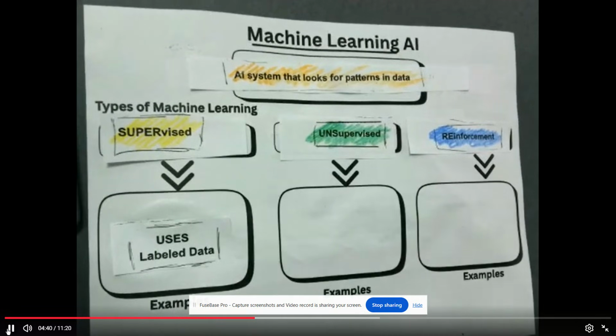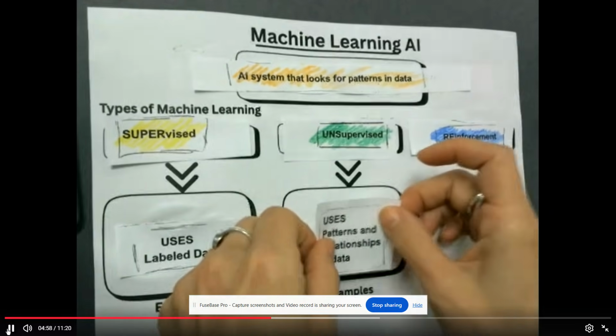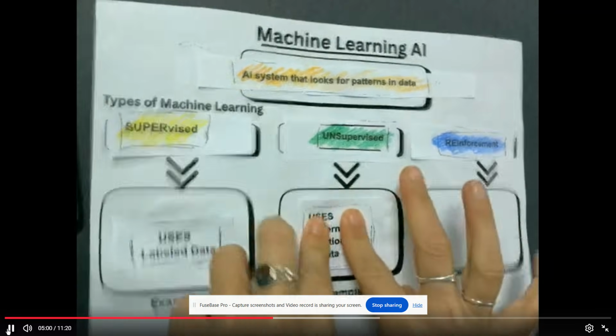Unsupervised learning is the opposite. It does not use labeled data. It does not have labeled data. So it would just be looking at pictures or data that does not have a label assigned to it. And it's just going to search for patterns and relationships in that unlabeled data.